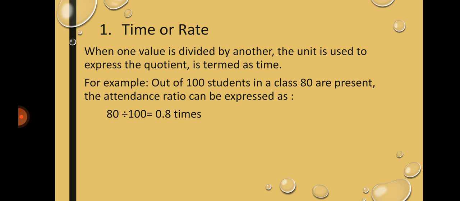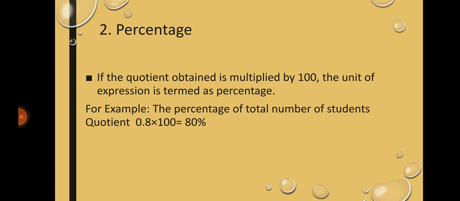0.8 is the rate of present students in the class. Now suppose, we can say it is also called a coefficient. Expressed in the form of a coefficient, the ratio will be 0.8 times. Next, the second one is percentage. If the quotient obtained is multiplied by 100, the unit of expression is termed as percentage. All of us know this.